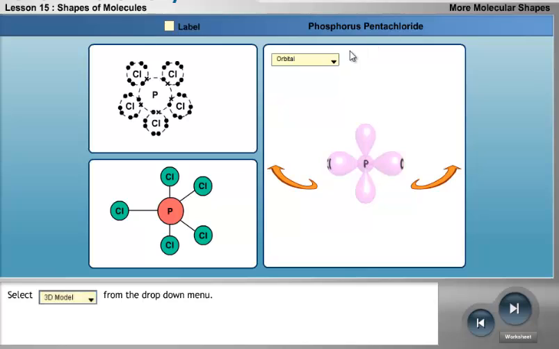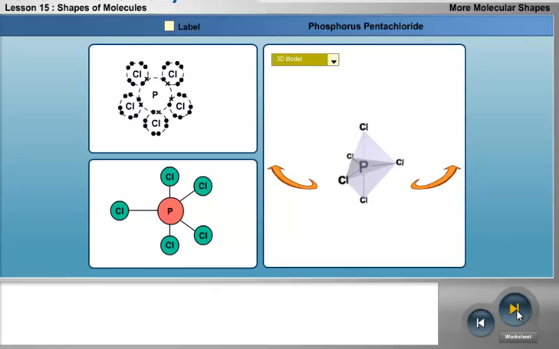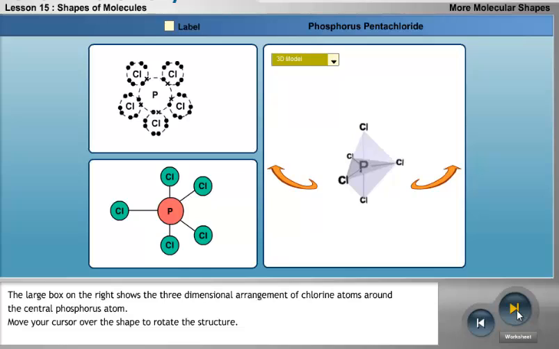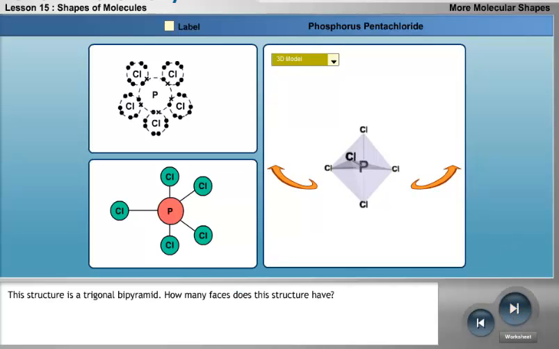Select 3D Model from the drop-down menu. The large box on the right shows the 3-dimensional arrangement of chlorine atoms around the central phosphorus atom. Move your cursor over the shape to rotate the structure. This structure is a trigonal bipyramid. How many faces does this structure have? Answer: 6.